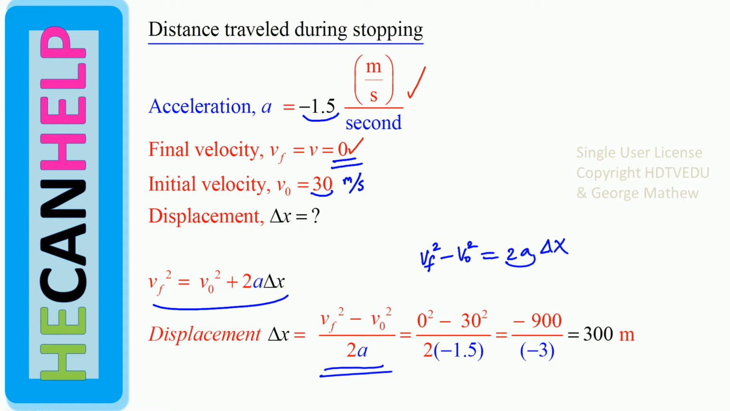What is final velocity? 0. What is initial velocity? 30. So what is 30 squared? 900. And because of the negative sign, it will be negative 900. And at the bottom, what do we have? It is 2 times acceleration. Acceleration is negative 1.5. So what is 2 times negative 1.5? Negative 3. What is negative 900 divided by negative 3? 300 meters. After 300 meters, it will come to a stop.